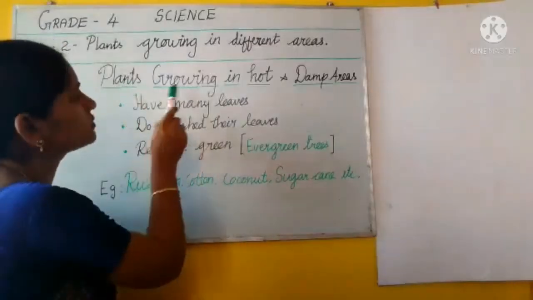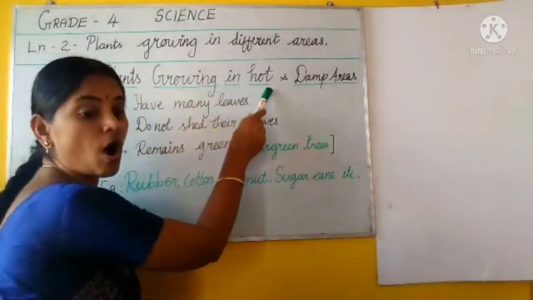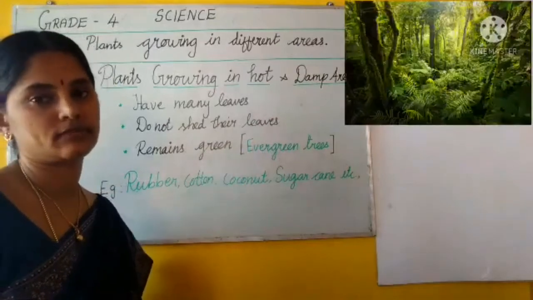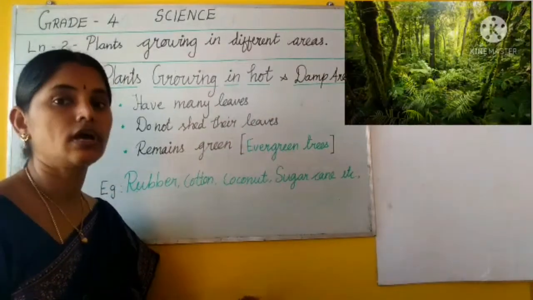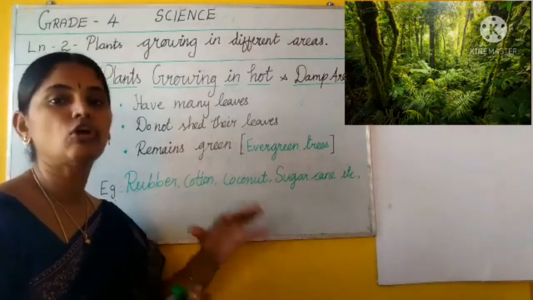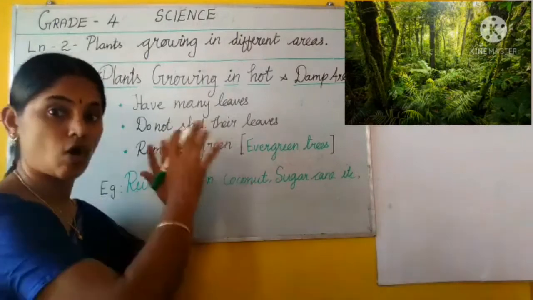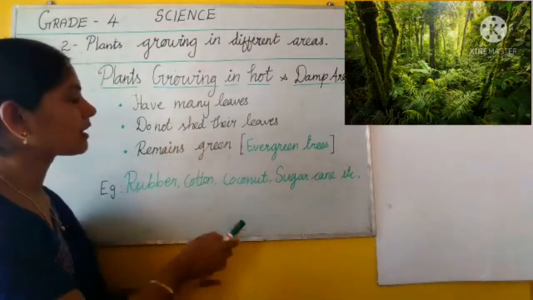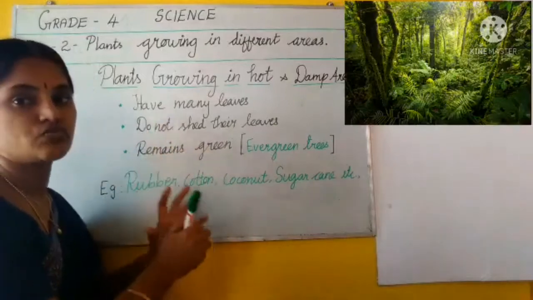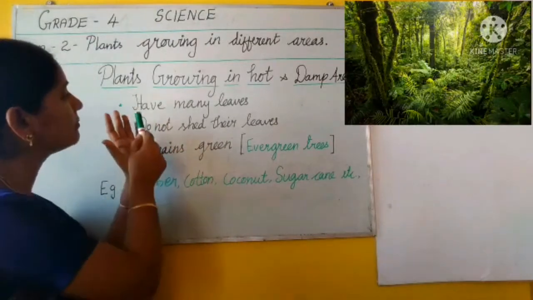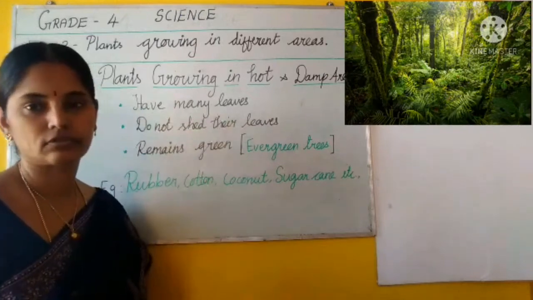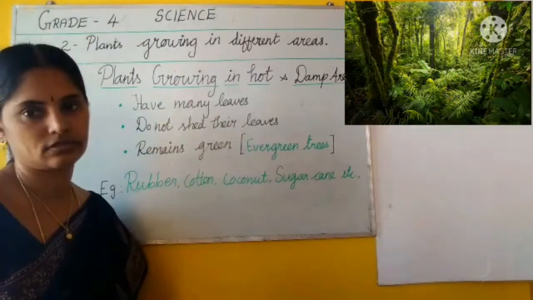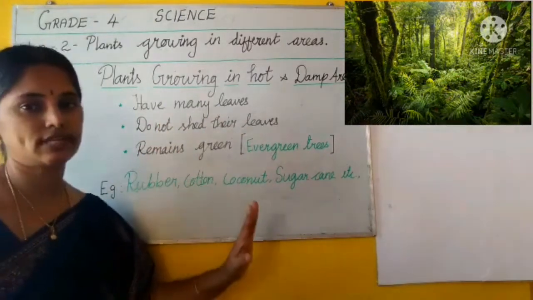See, children, plants growing in hot and damp regions. See, the region receives more rainfall even though the places are hot. So in such regions, the trees which grow there have many leaves. Hot and damp region trees have many leaves and they do not shed their leaves.